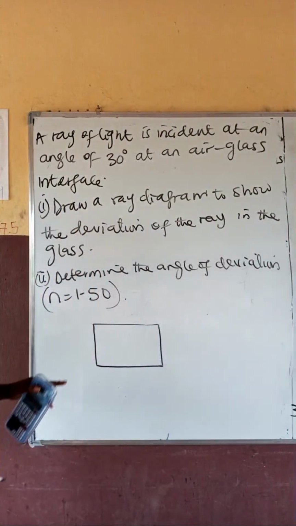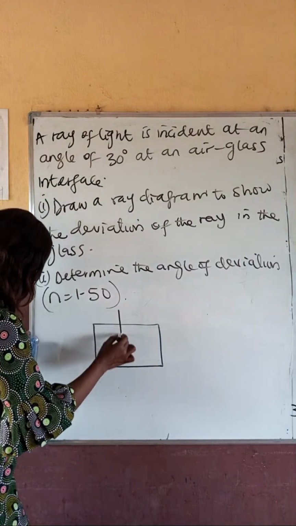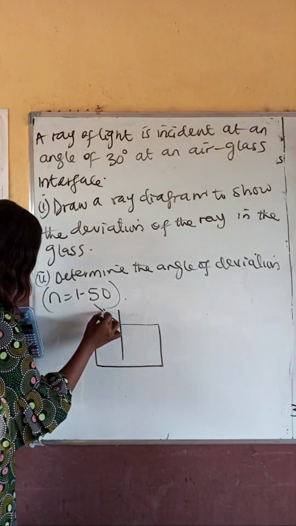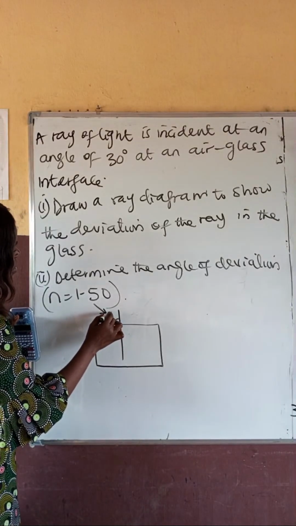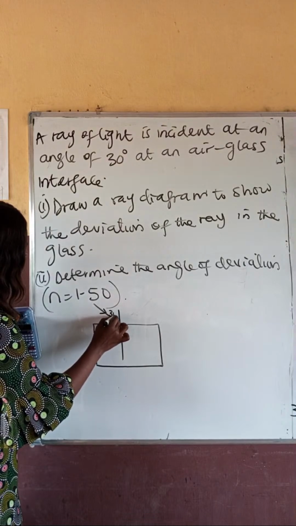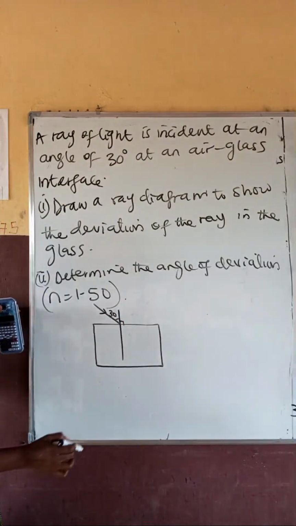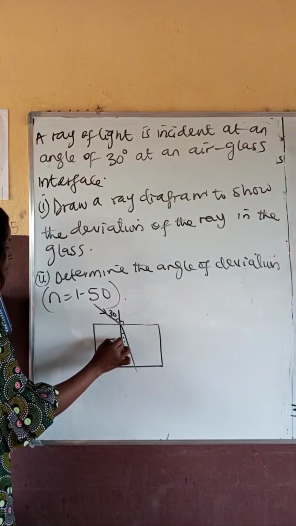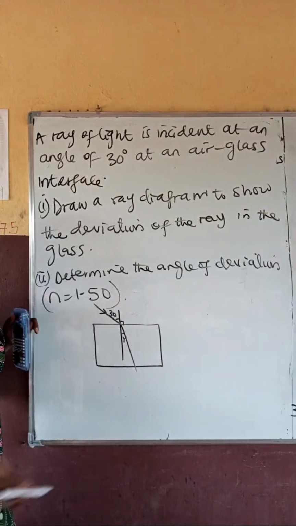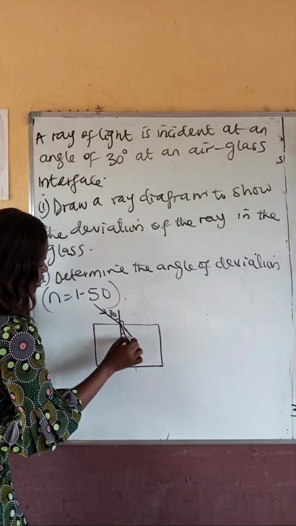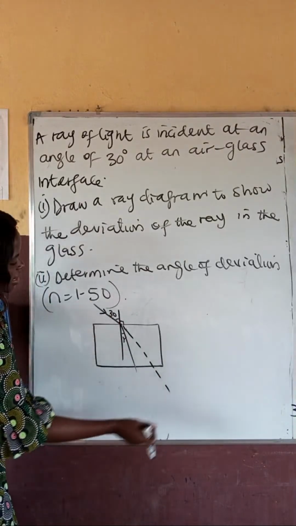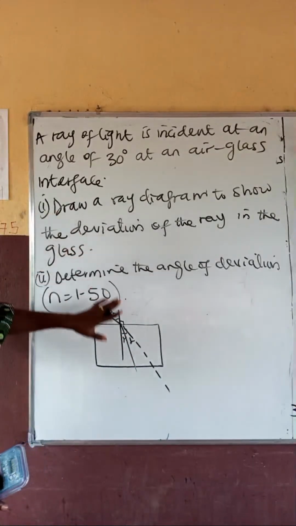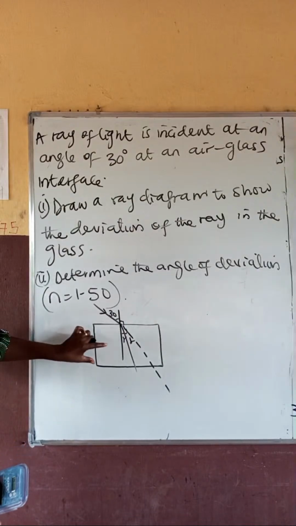Okay, so this is a rectangular glass block. All right. Now, this is giving us 30, that is the angle of incidence. Now, this is the normal, right? Now, this becomes my angle of refraction. For me to get the angle of deviation, I'm going to extend this incident ray to get the angle of deviation. Is that clear? So this is how you can show the ray of light through the glass.